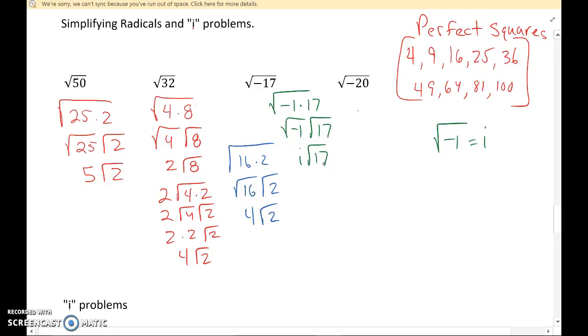Now that is the least that you can do in any of these problems. 17 is not divisible by any of the perfect squares that we have listed on the right. And so this is the final answer. That's as low as it can be solved or simplified.